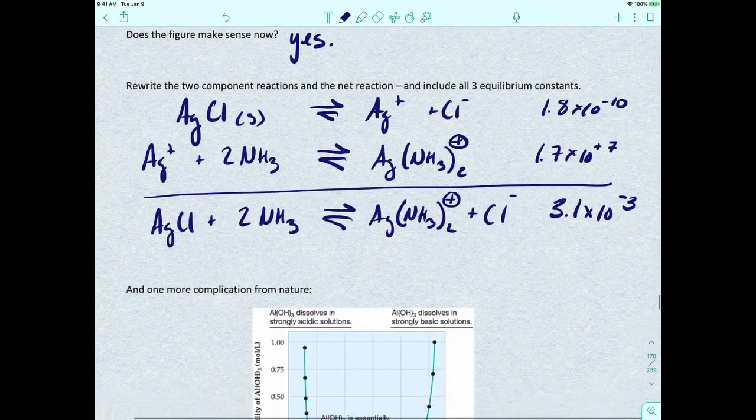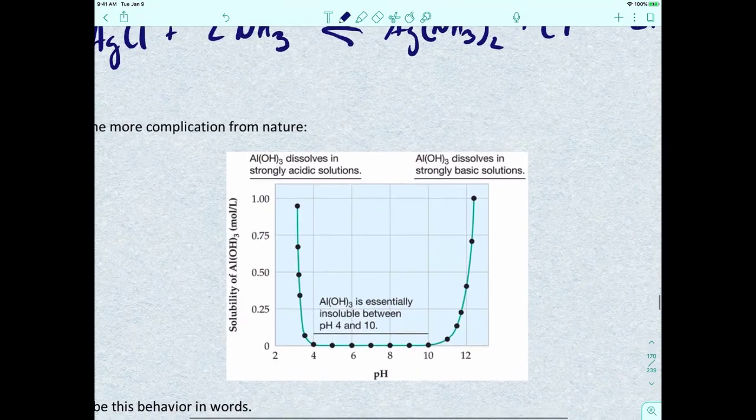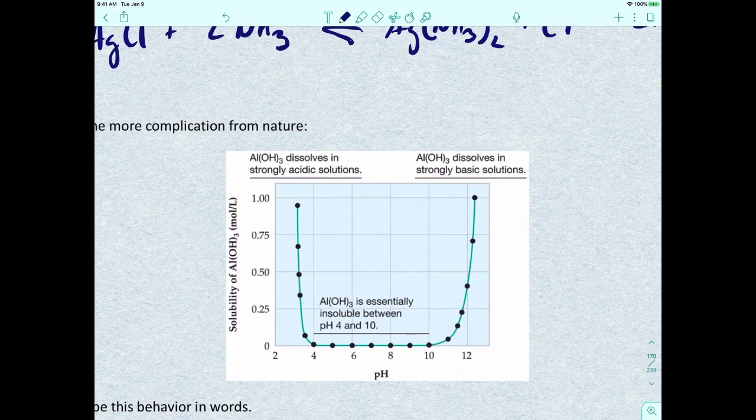So one more thing to point out is that sometimes you can have more complications from nature. So for instance, here we're looking at the solubility of aluminum hydroxide, and it looks like aluminum hydroxide is pretty much insoluble from pH 4 to about pH 10. But as you go lower than 4 or higher than 10, it does increase the solubility. So aluminum hydroxide dissolves in strongly acidic solutions as well as strongly basic solutions.